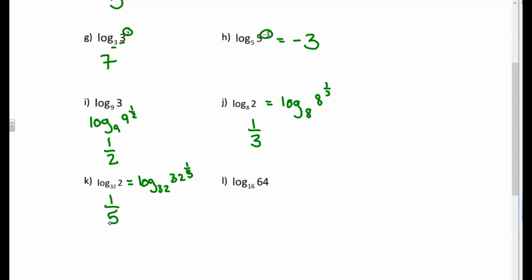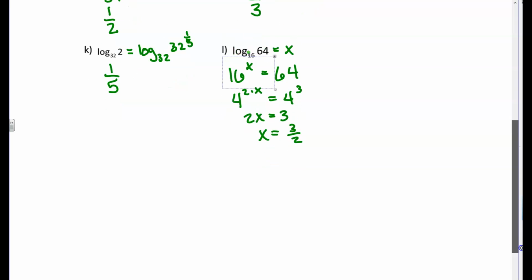And log base 16 of 64, this is one actually that, because there's a lot going on here, I'm going to go ahead and do this the old-fashioned way by saying that equal to x, where this becomes 16 to the x equals 64. I'm going to write both in base 4, I think. So this becomes 4 squared is 16. We're still multiplying by that x exponent, equals 4 to the third. And so I end up with 2x is equal to 3, so x is 3 over 2. All right.